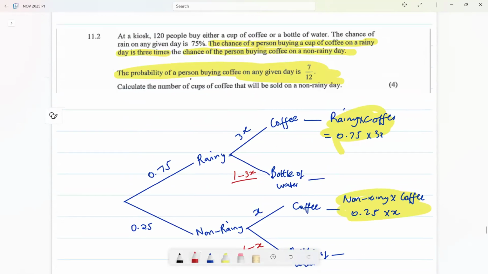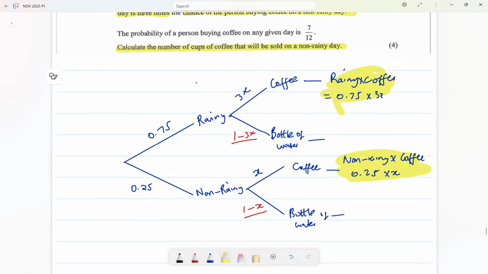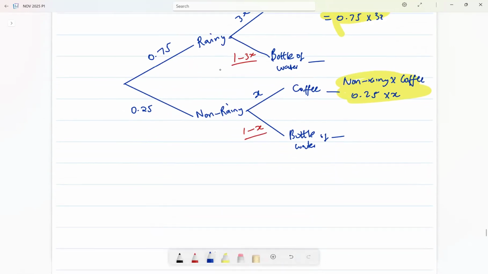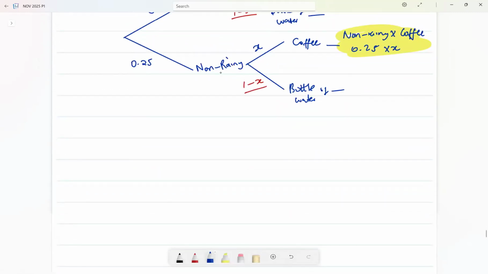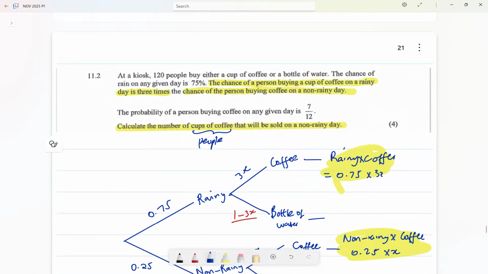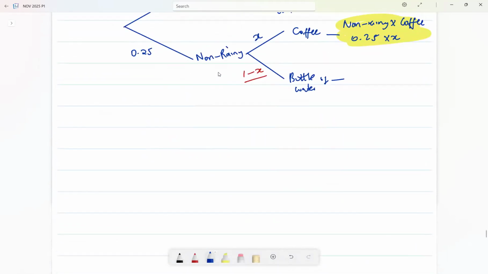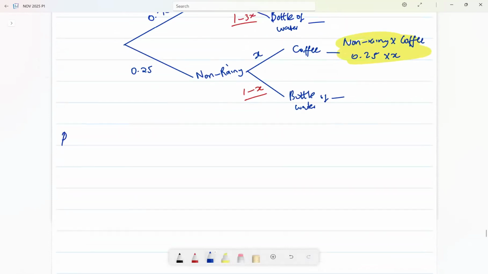Now they say, calculate the number of cups of coffee that will be sold on a non-rainy day. The number of cups of coffee refers to people, how many people will buy a cup of coffee. So let's first find the x because it's going to be important. Remember, we are given that the probability of a person buying coffee on any given day is 7 divided by 12.